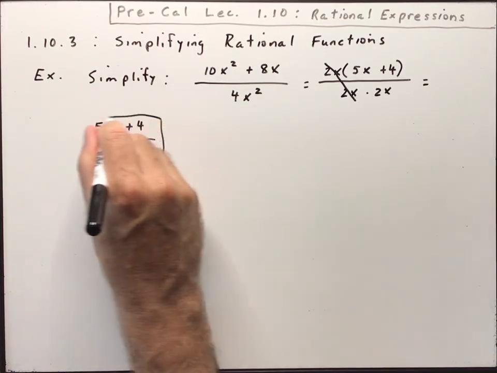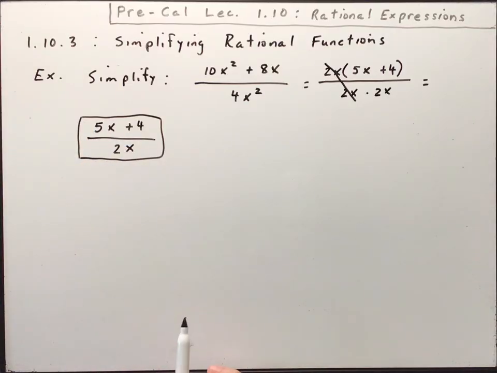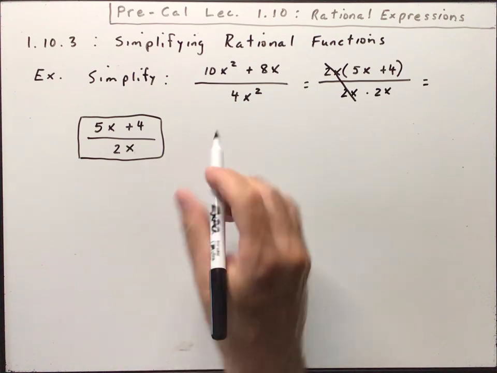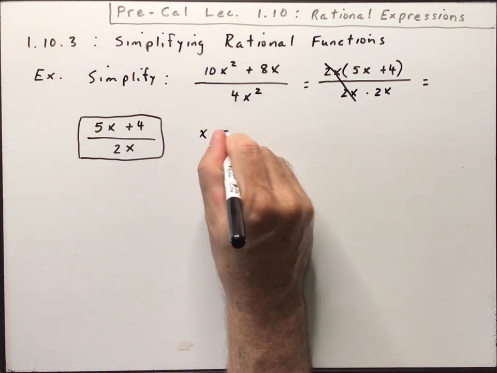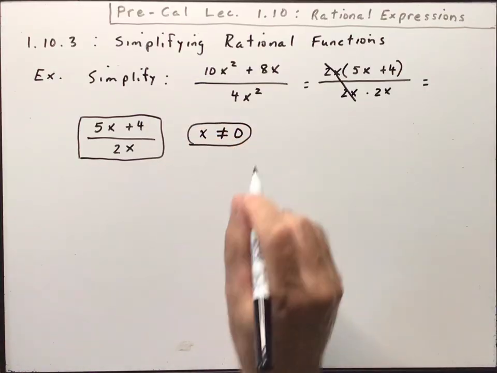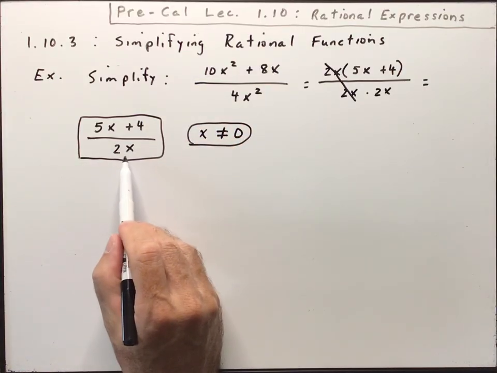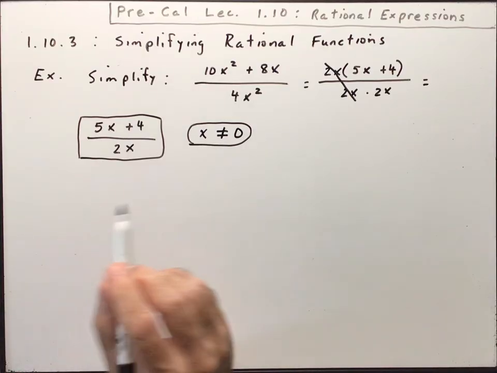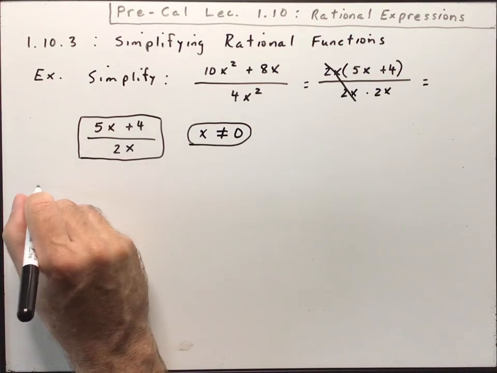But that's not the entire answer. There is a number that will make the denominator 0. What is that? Well, you can get this one by eyeballing. X cannot be 0. If x is 0, then the denominator is 0. So you could set 2x equal to 0, but I think we could probably eyeball that one. Okay, last example.